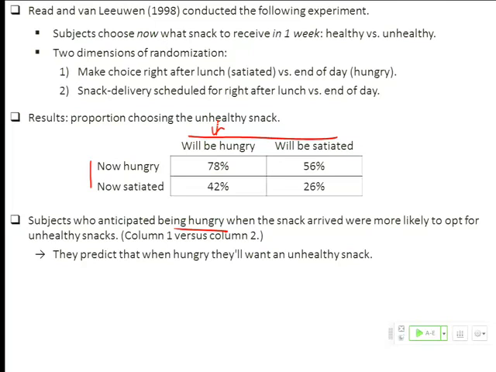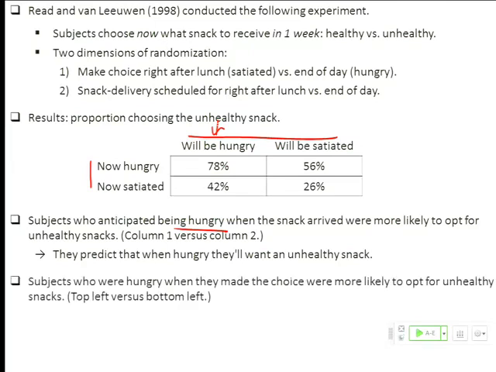Okay? And what we see is that people correctly predict, when they're in a hungry state, that when they're satiated, they won't want chips as much. Okay? The question we have to ask is, do they predict enough of a change? Do they fully appreciate how much their preferences will change? Okay? Second thing we observe is this.